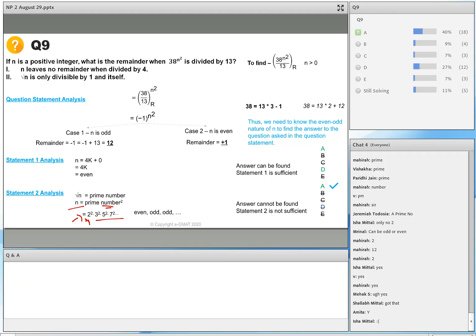Not to worry, Isha, I am very sure that you would not make this mistake again now that you've already gotten a question wrong, right? Perfect. So then, since the second statement can give me even or odd numbers both, it would not give me a final remainder. Hence, the second statement is not a valid statement. Statement A is the only sufficient statement which makes choice A the correct answer choice for this question. Tell me, is the solution clear to all of you?